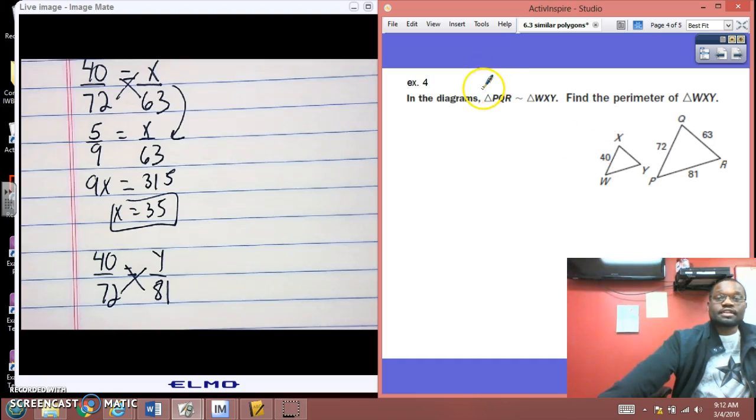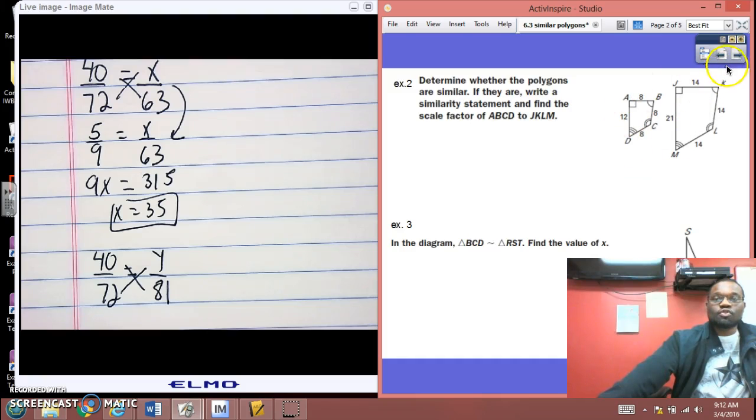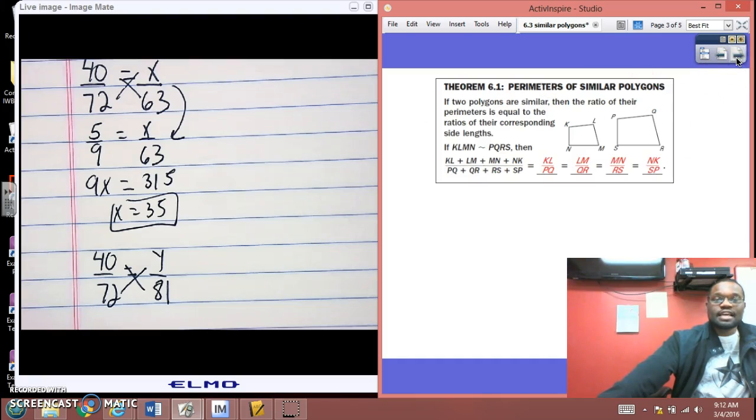A similarity statement is this right here, where you use that one wavy line. You're not always going to have triangles. Remember, a polygon is anything. So quadrilateral or any such thing like that. And that's what you're going to have in your assignments.